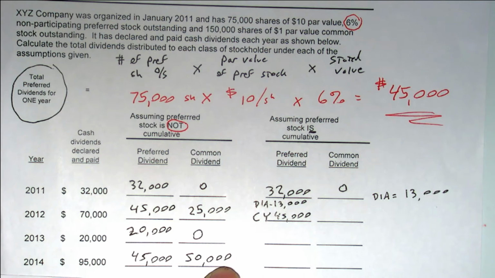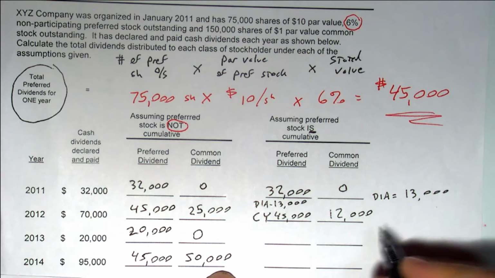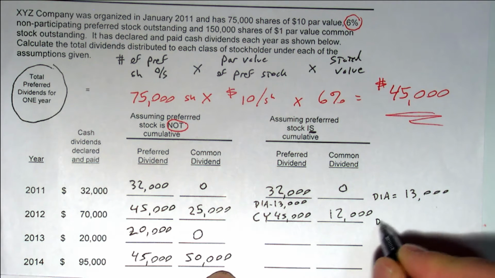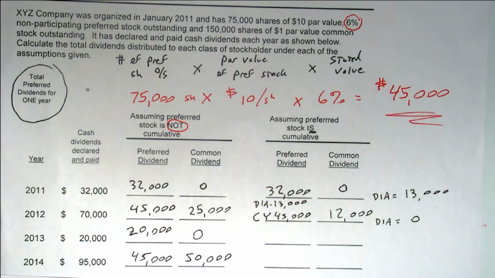45. Now we're free and clear to pay the common shareholders some money. How much cash do we have left? 70 minus 13 minus 45 is $12,000. And what is the dividends in arrears at this point? Zero. Okay? Dividends in arrears are zero. Questions before we move on?